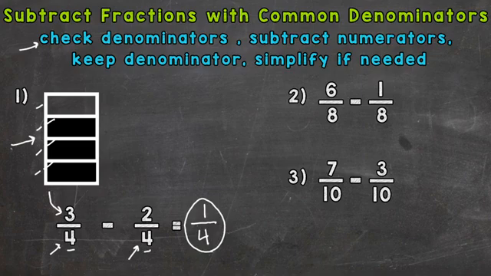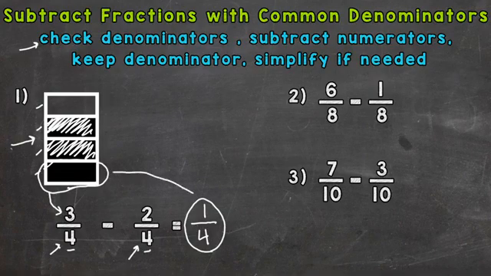So let's cross off 2 of these fourths. 1, 2. So how many fourths are left filled in? Well, this 1/4 at the bottom here. And that matches our answer here that we got when we went through our steps. So our model showed us what it looks like when we start with 3/4 and take 2/4 away, and we end up with a difference or answer of 1/4.